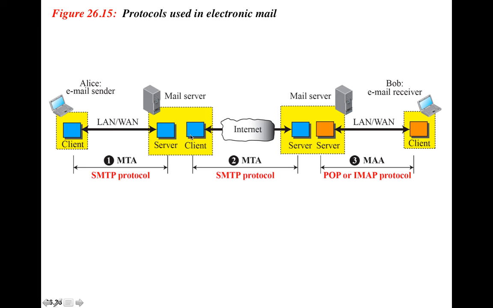Similarly, from the sending mail server being pushed onto the receiving mail server, once again, we make use of the SMTP protocol. Whereas when we are pulling the information from the mail server to the client, we make use of POP or IMAP. So remember, SMTP is used for pushing and POP or IMAP are used for pulling the information.